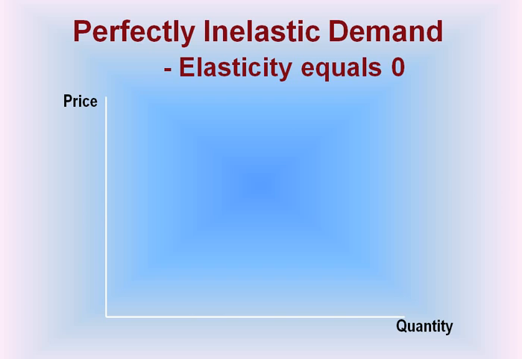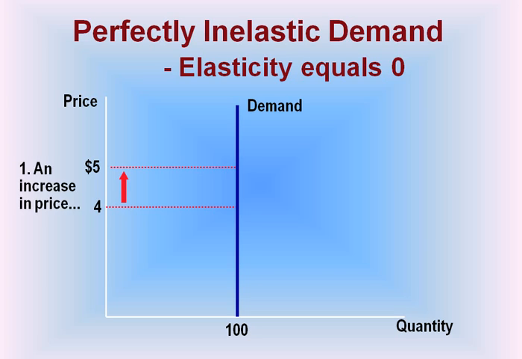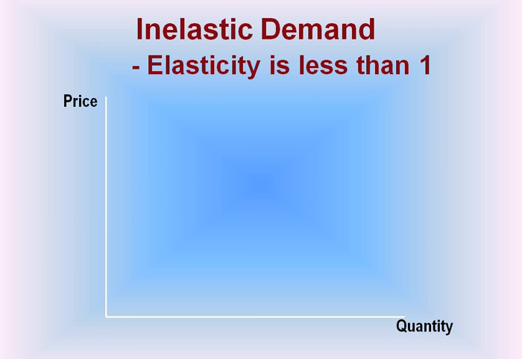Perfectly inelastic demand is theoretical and rarely happens in the real world. Perfectly inelastic demand means whatever the change in price, there is no change in demand at all. So we have a perfectly vertical demand curve. It means whatever the price is, whether 4, 5, or anything else, there is no change happening in demand. It leaves the quantity demanded unchanged.